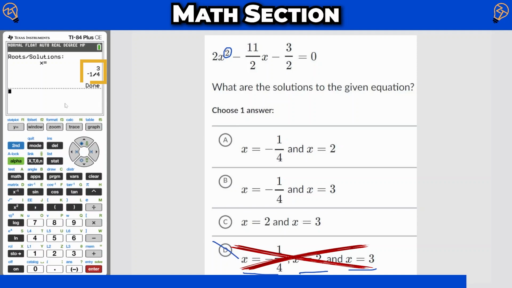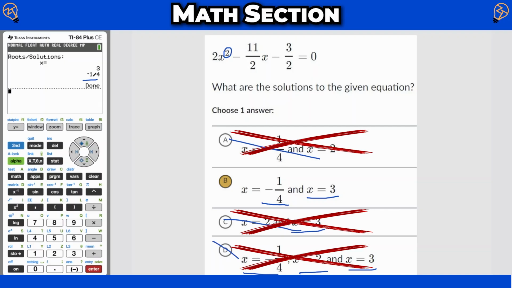And just be careful, you don't want your eyes to shift and accidentally choose the wrong answer once we've done all this work. So you want to make sure you find the one that has the 3, which are both of these, and the negative 1/4, which makes the correct answer B.